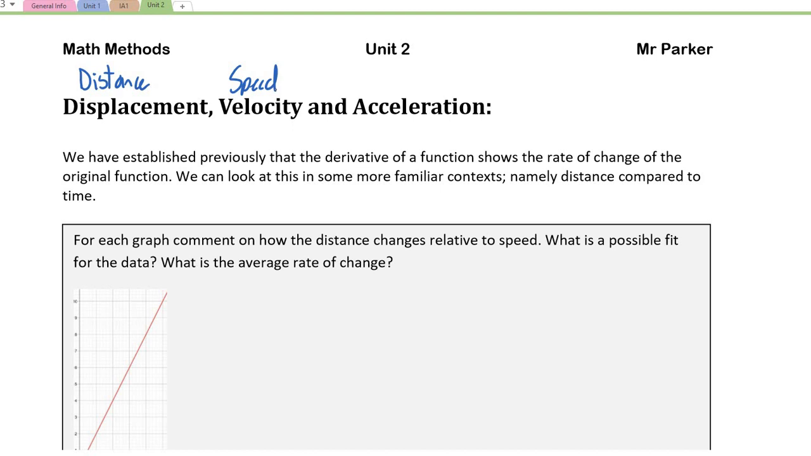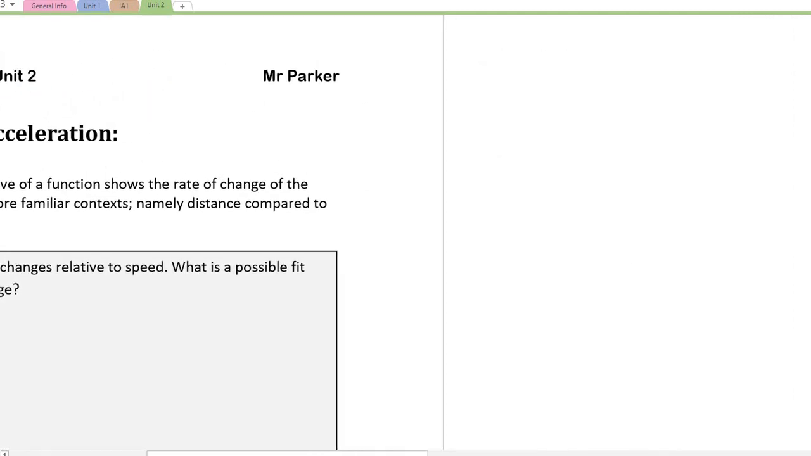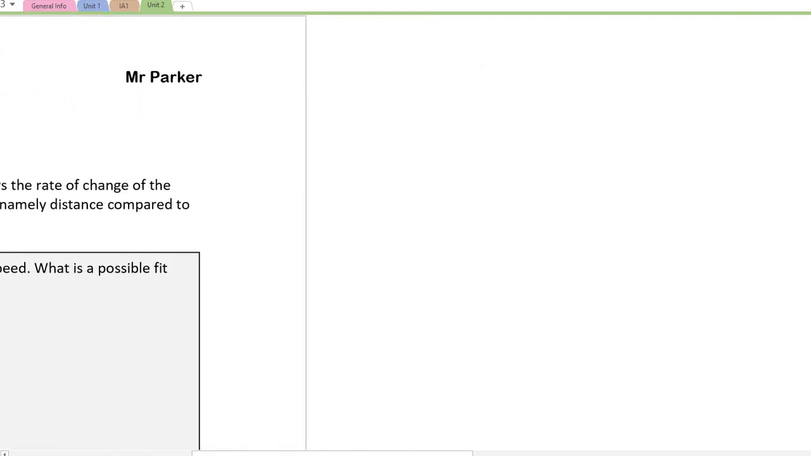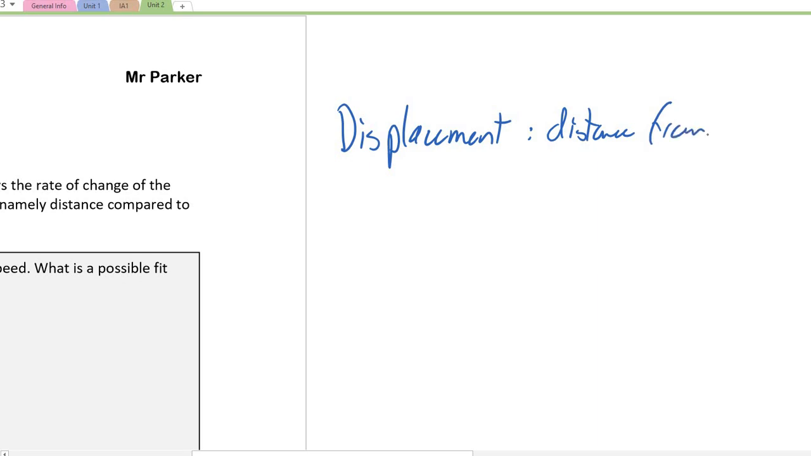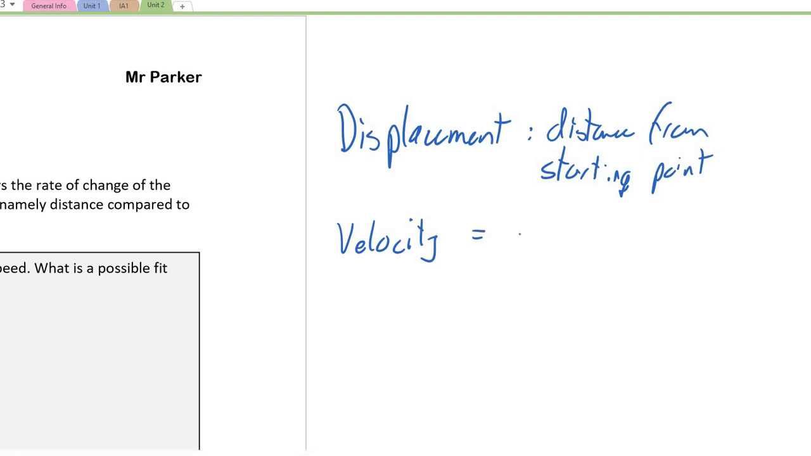Now, just going to do this on the side. Displacement is your distance from starting point. Your velocity is how quickly your displacement is changing.